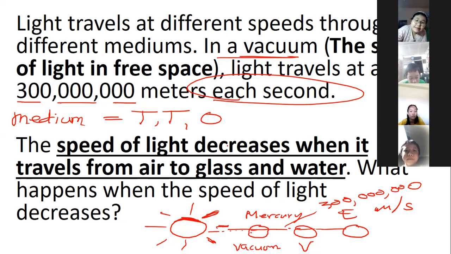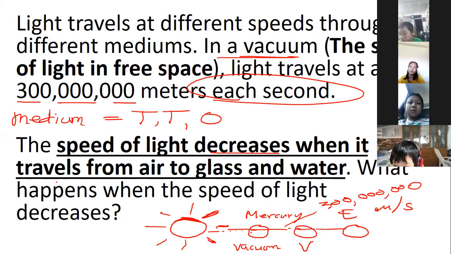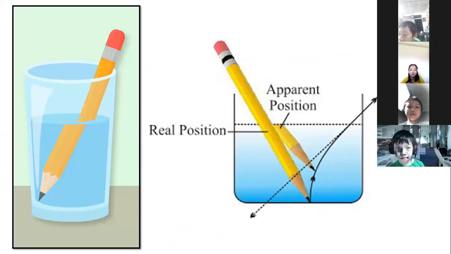The speed of light decreases when it travels from air to the glass and to the water. Now, the light from the sun here travels to the air, to the glass, and to the water. That's why the traveling of the light slows down. That's why we can see that the light is bending.